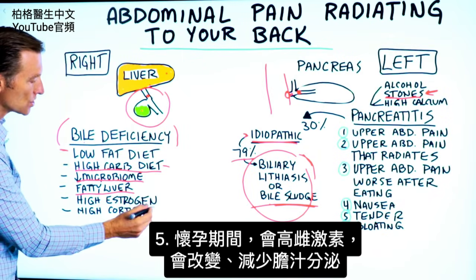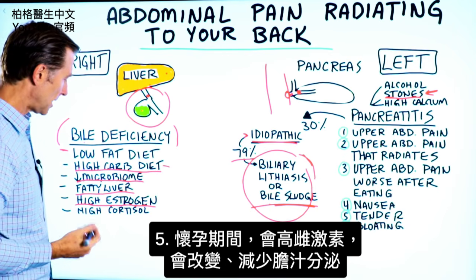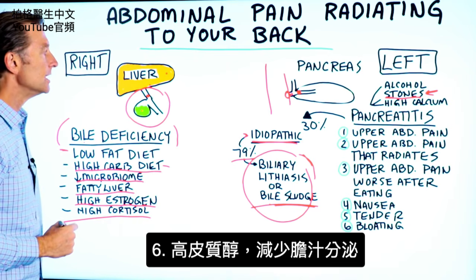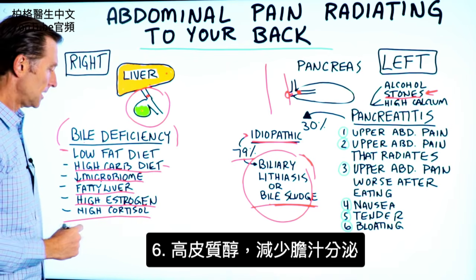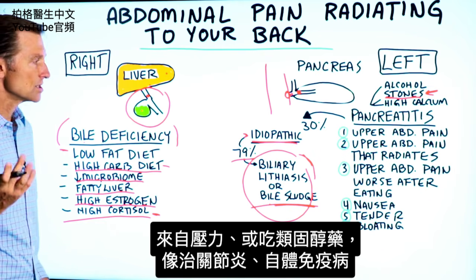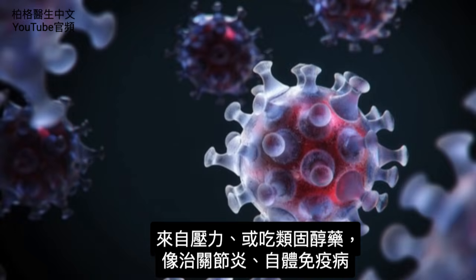High amounts of estrogen, as in pregnancy, can alter the production of bile and limit it. Also, high cortisol can inhibit the production of bile. This comes from stress. It could also come from taking prednisone, which is a steroid, which is usually for a type of arthritis or an autoimmune disease.